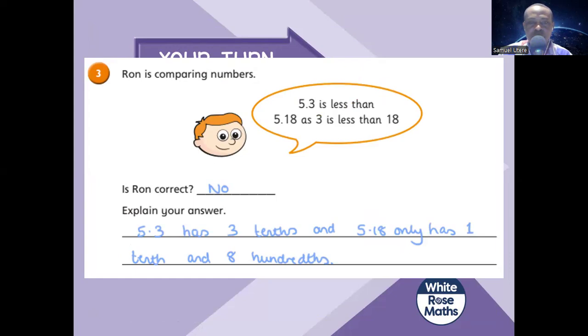Okay, so you need to compare the place value. So the 5s are the same, but looking at the tenths, you clearly see that we're going to have 3 counters compared to 1 counter in the tenths place value column.